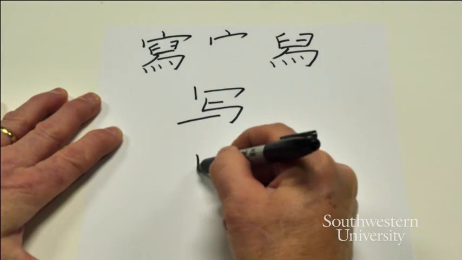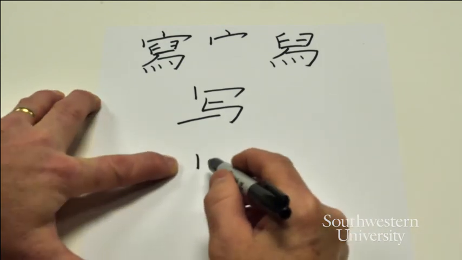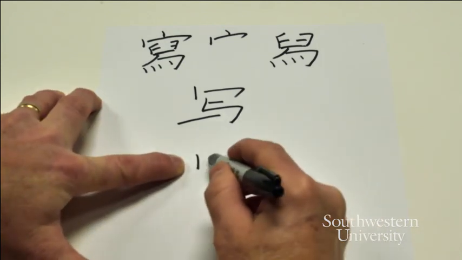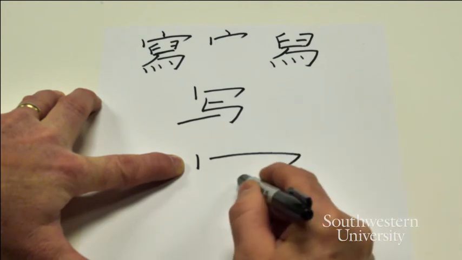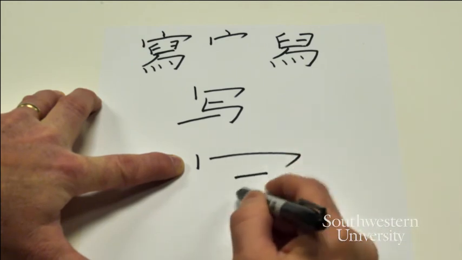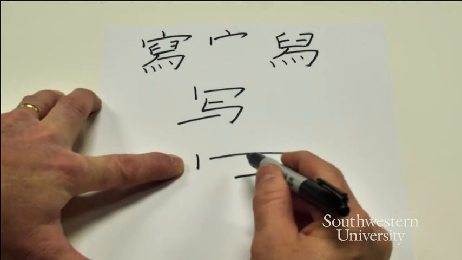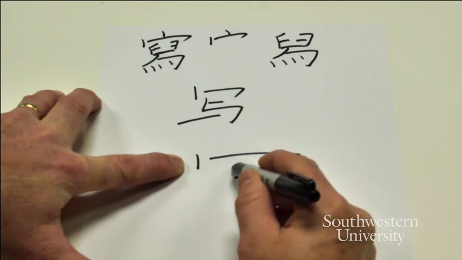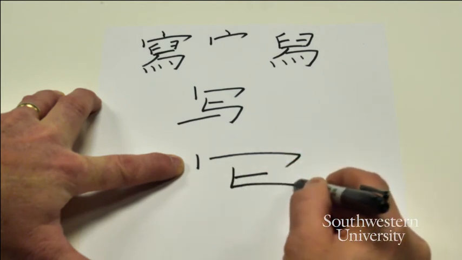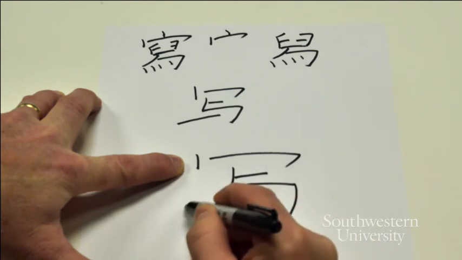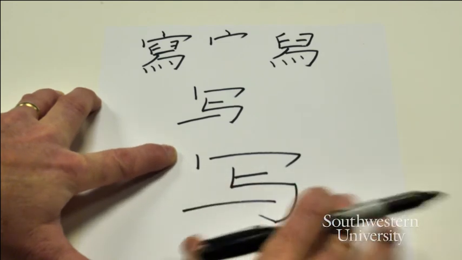Xie. So you have the depiction of the roof. Shu. Hung go. Hung. Then the next stroke is all one thing. Shu, ja, wan, go, hung, xie.